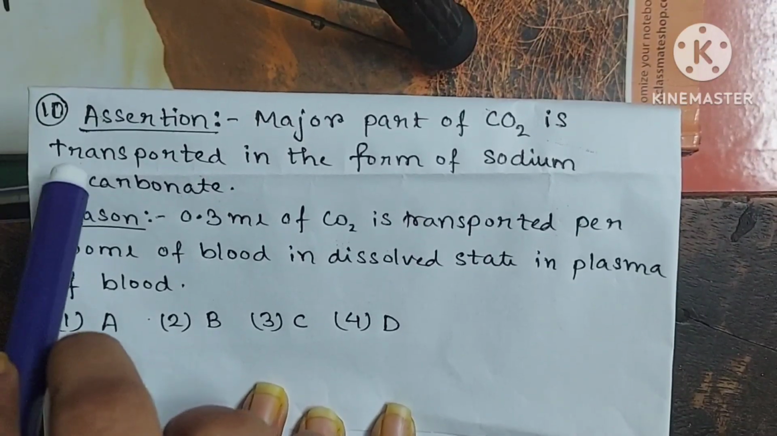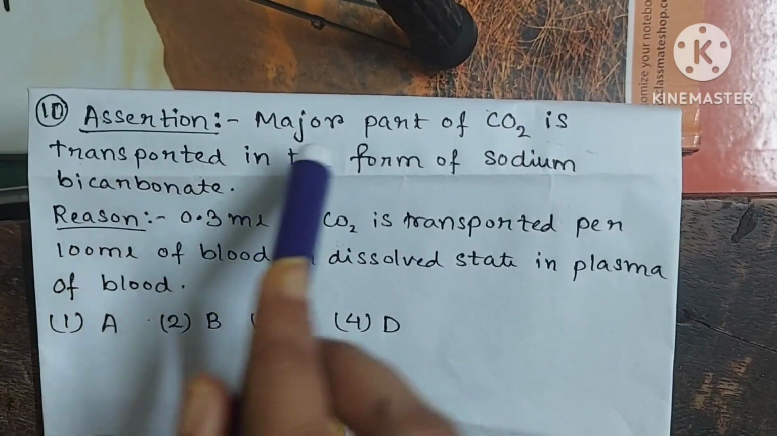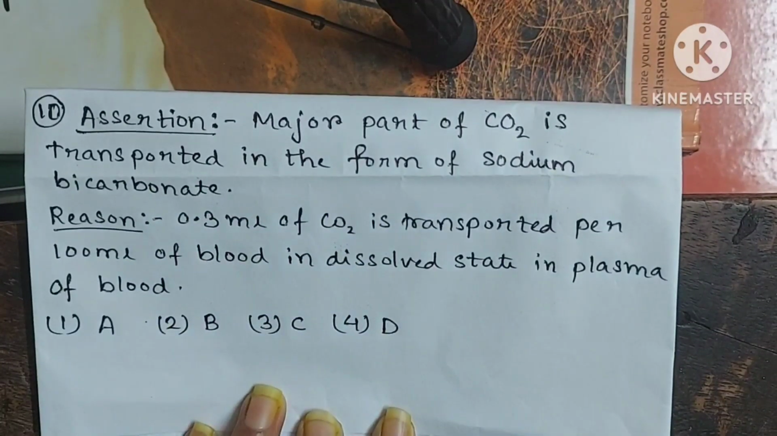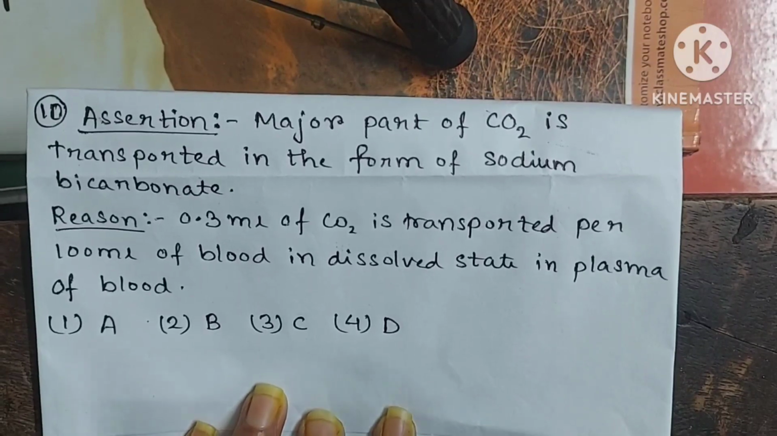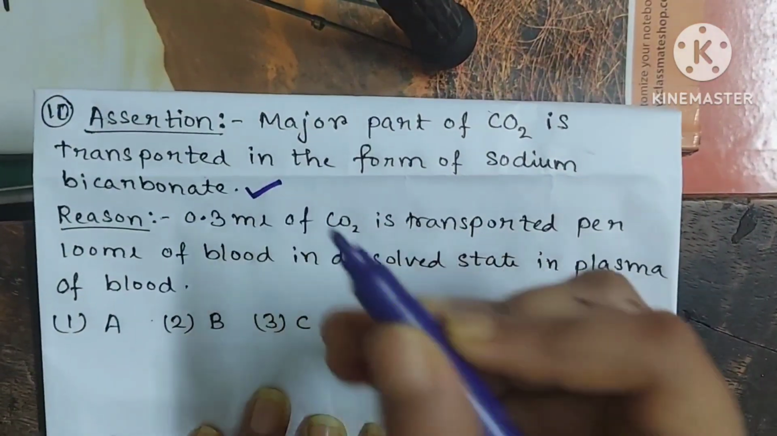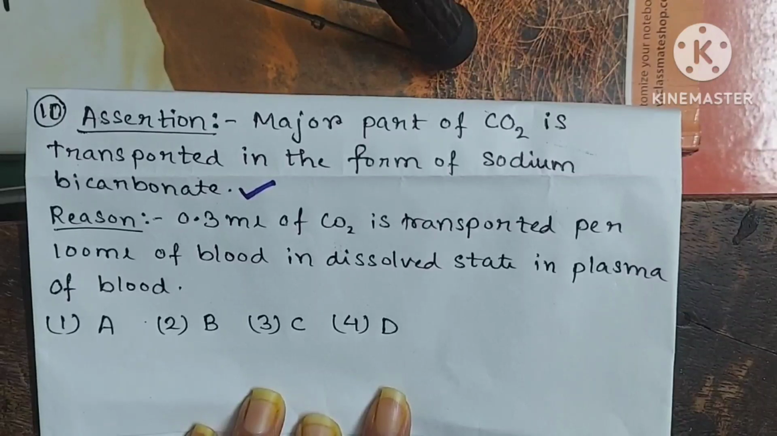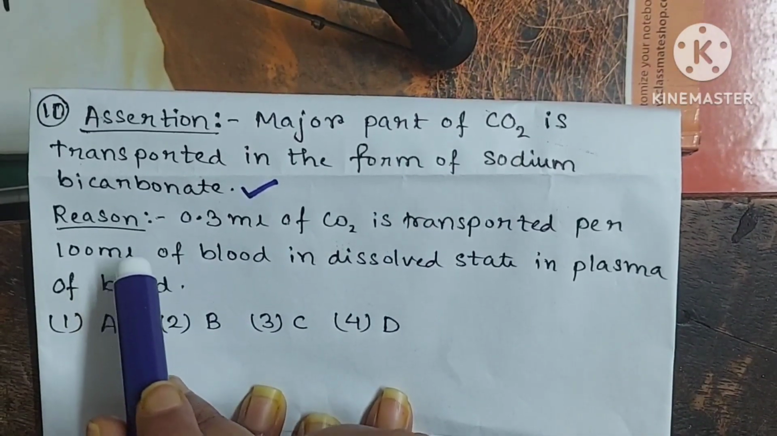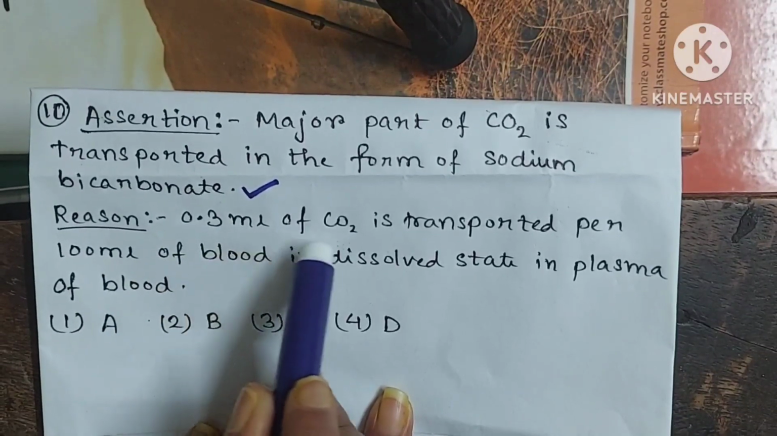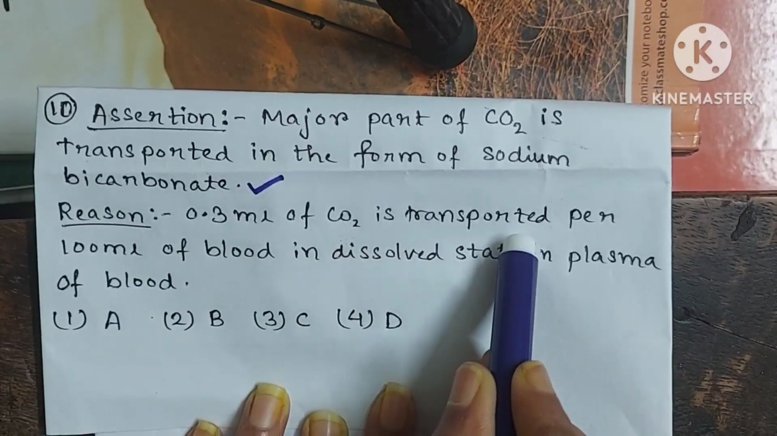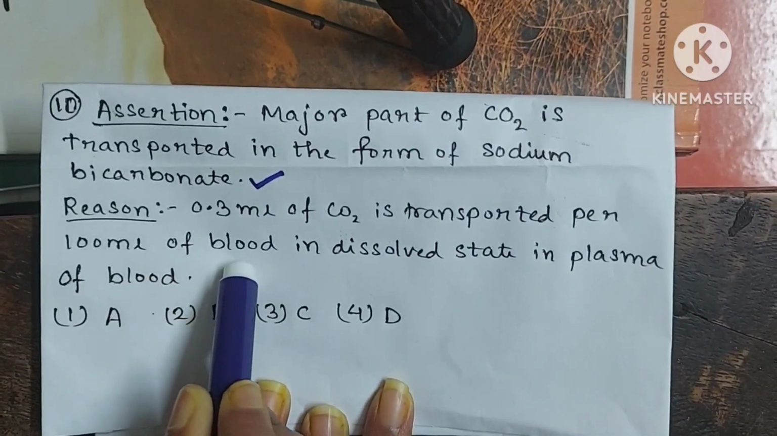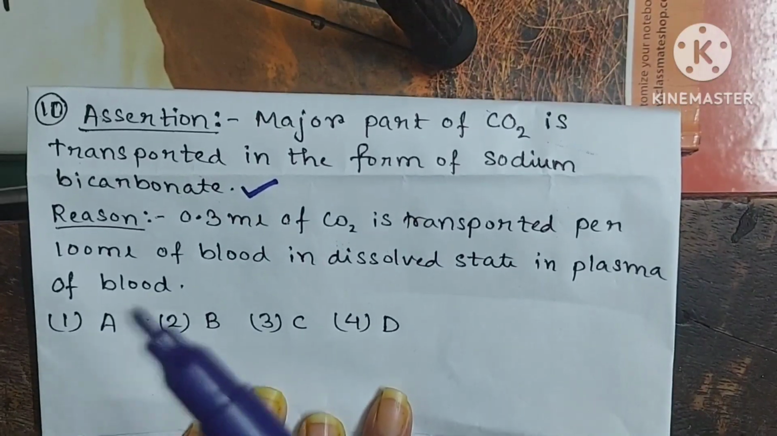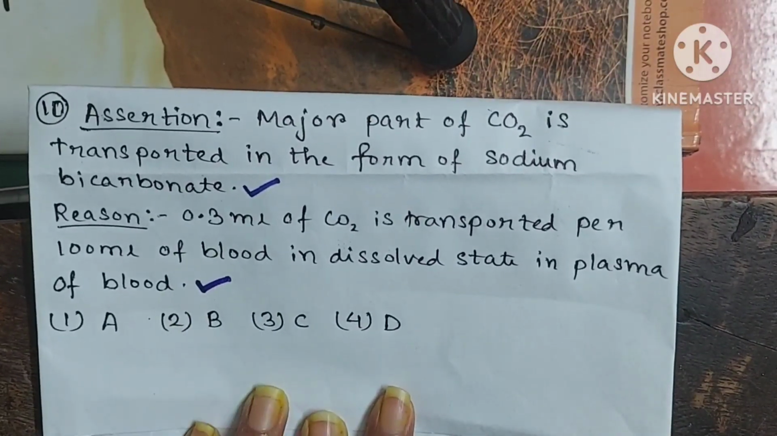So now the 10th question. In the assertion, it is written that major part of carbon dioxide is transported in the form of sodium bicarbonate. Yes, this statement is true. In the reason part, it is written that 0.3 milliliter of carbon dioxide is transported per 100 milliliter of blood in dissolved state in plasma of blood. So this statement is also correct.